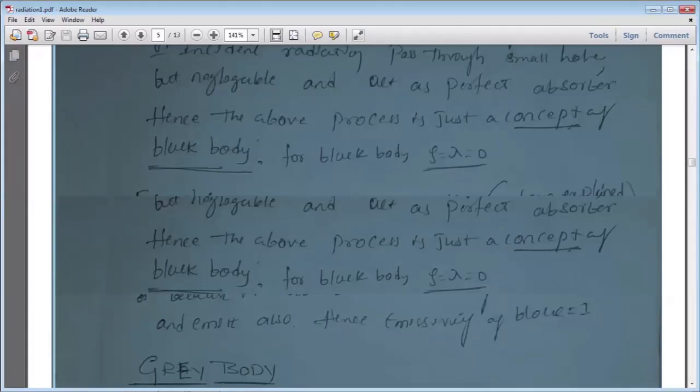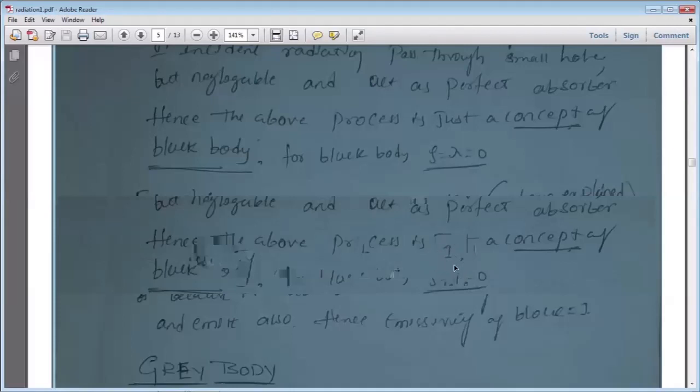90.99.98. Okay? So that one is approximated. Hence, for the black body, rho is equal to lambda is equal to zero. That one is called the reflectivity and transmittivity. So transmittivity is equal to zero. Then the emissivity of the black body is equal to one.